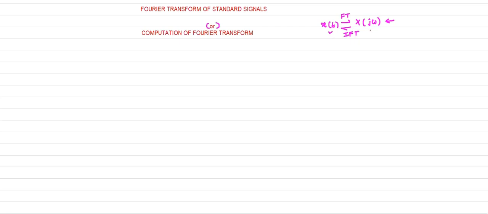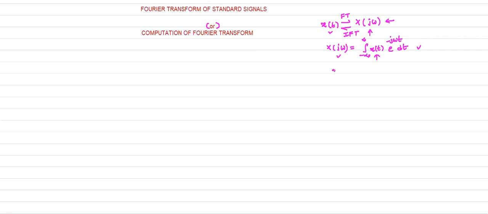Now how can we get the frequency domain signal? Using the Fourier transform formula: integral minus infinity to plus infinity, where the time domain signal is x of t, e power minus j omega t, dt. This is the formula used to represent your time domain signal in terms of the frequency domain. So this is the Fourier transform formula.